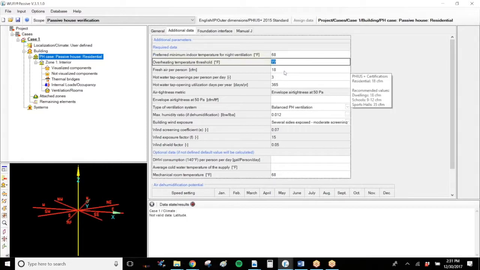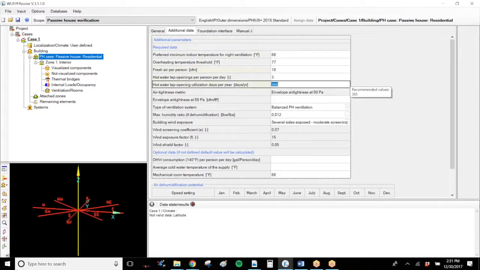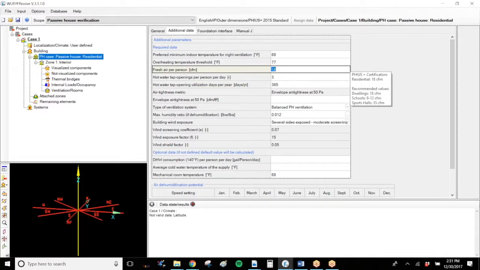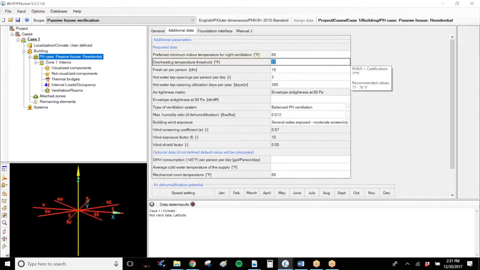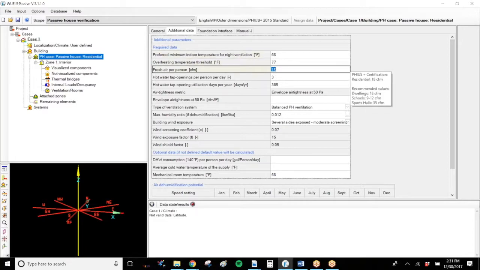You can go through and check one by one to ensure that they are defaults, or you may revise as appropriate if that is possible for that particular entry. Some of these are locked in for the PHIUS+ 2015 certification protocol.